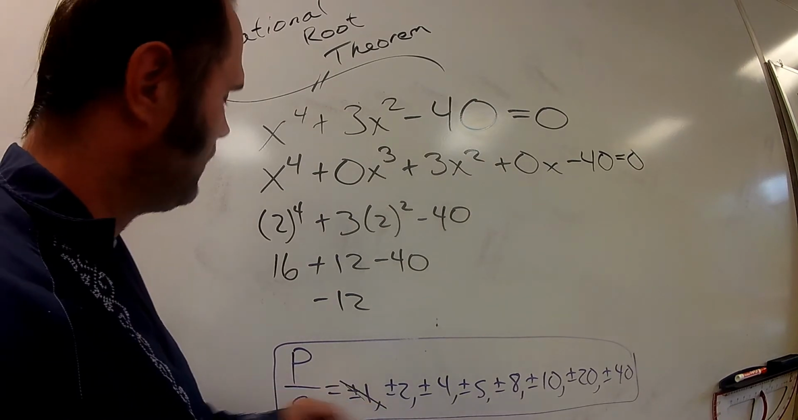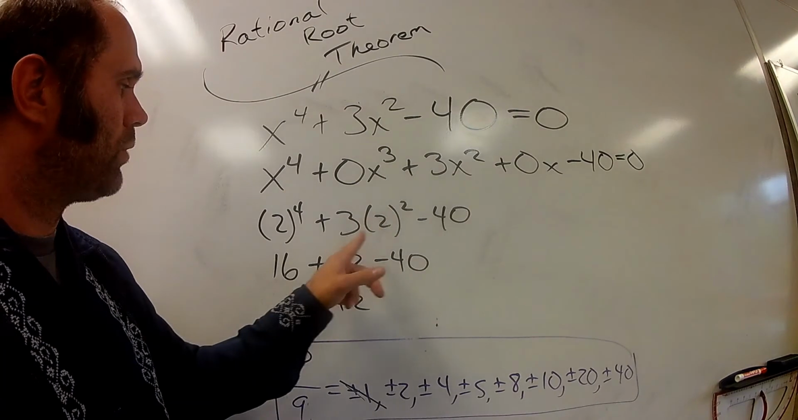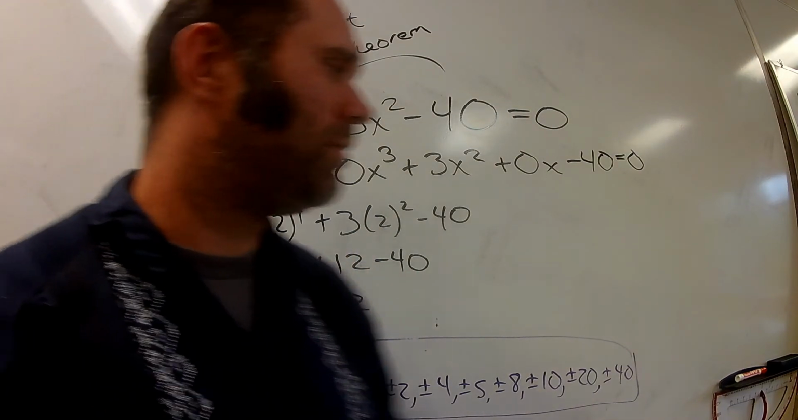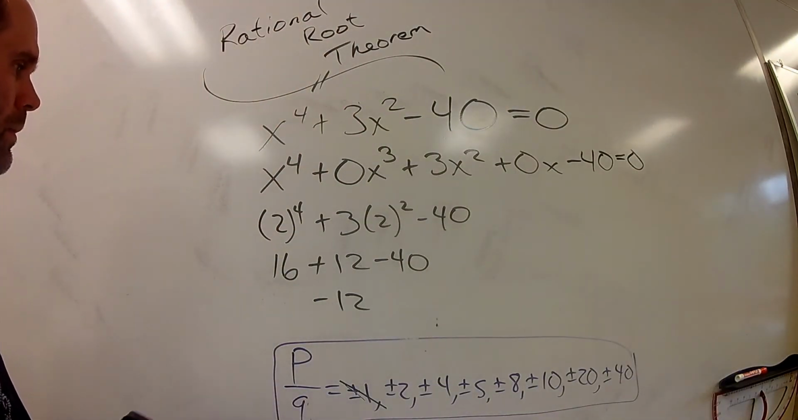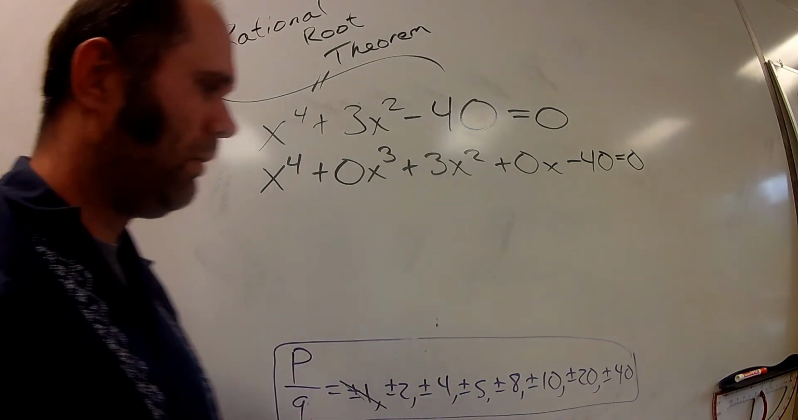If we plug negative 2 in, negative 2 to the 4th is 16. Negative 2 squared times 3 is 12. Minus 40 gets us negative 12 as well. So it didn't work. So both positive and negative 2 fail.